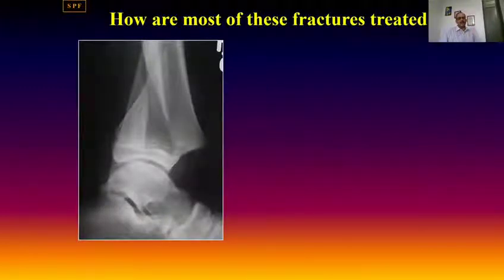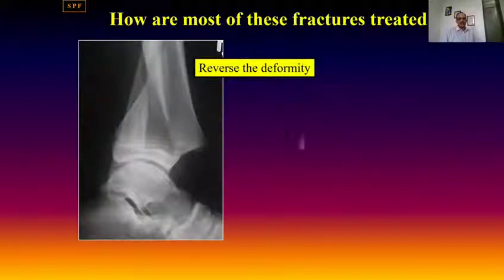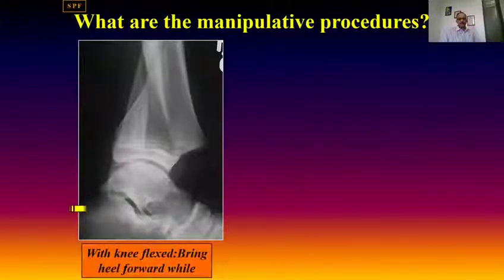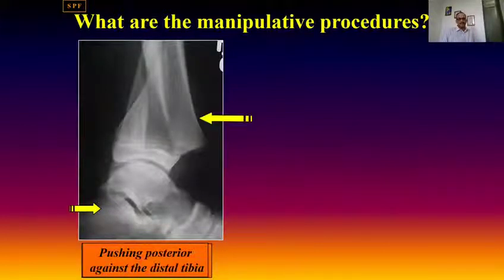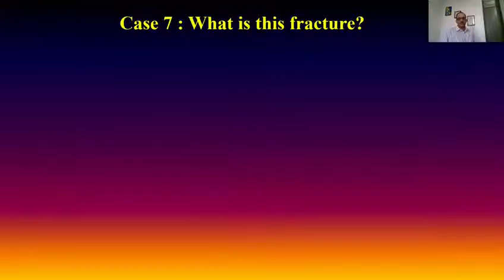These fractures are again treated by anterior translation and cast immobilization. Reverse the deformity. The translocation needs to be corrected. Bring things in their original position. Always flex the knee while doing this reduction so that the gastroc is relaxed. Push against the anterior tibia. And once you get a reduction, you can put transmetaphyseal cancellous screws.